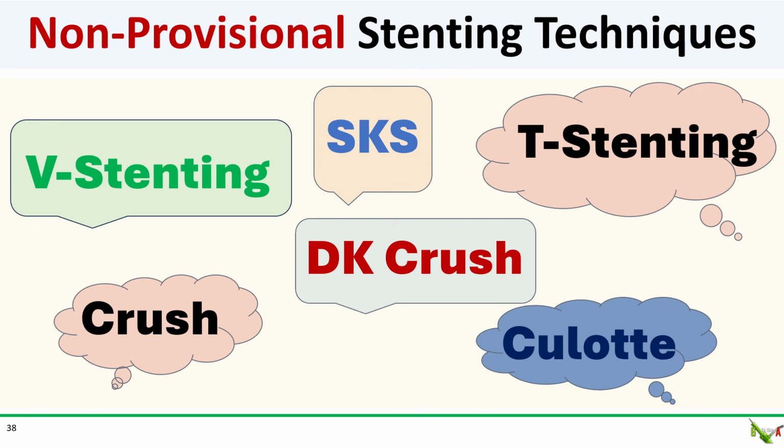Now, there are a lot of non-provisional stenting techniques that we've come up with over the years, and you'll hear a lot of these terms being thrown around. SKS, V-Stenting, T-Stenting, crush, DK crush, culotte. What do these all mean? Well, we'll talk about some of the most common stenting techniques next.